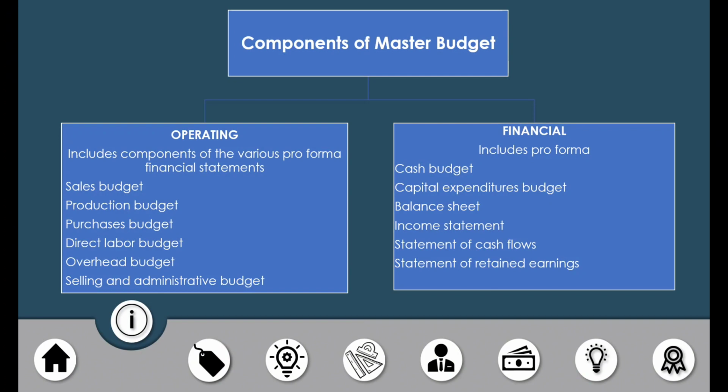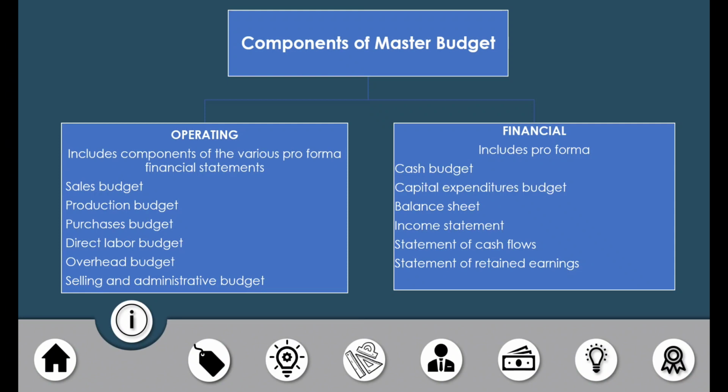And now for components of master budget, we have here the operating and financial. For operating, this includes components of the various pro forma financial statements, and we have here the sales budget, production budget, purchases budget, direct labor budget, overhead budget, and selling and administrative budget. And for financial, this includes pro forma, the cash budget, capital expenditures budget, balance sheet, income statement, statement of cash flows, and statement of retained earnings.